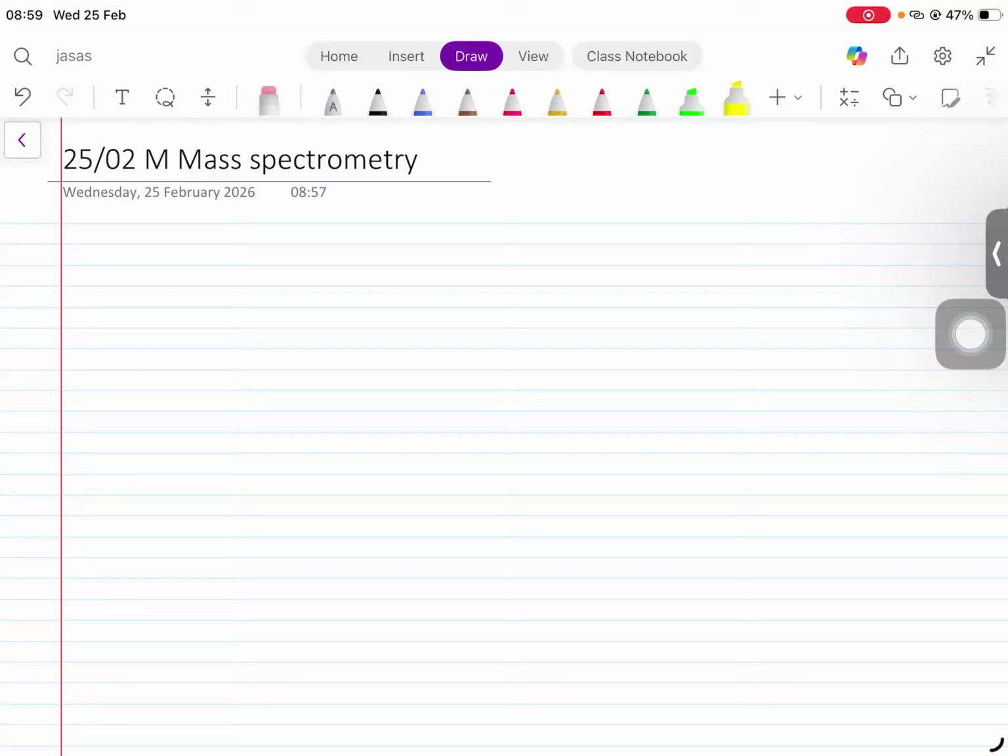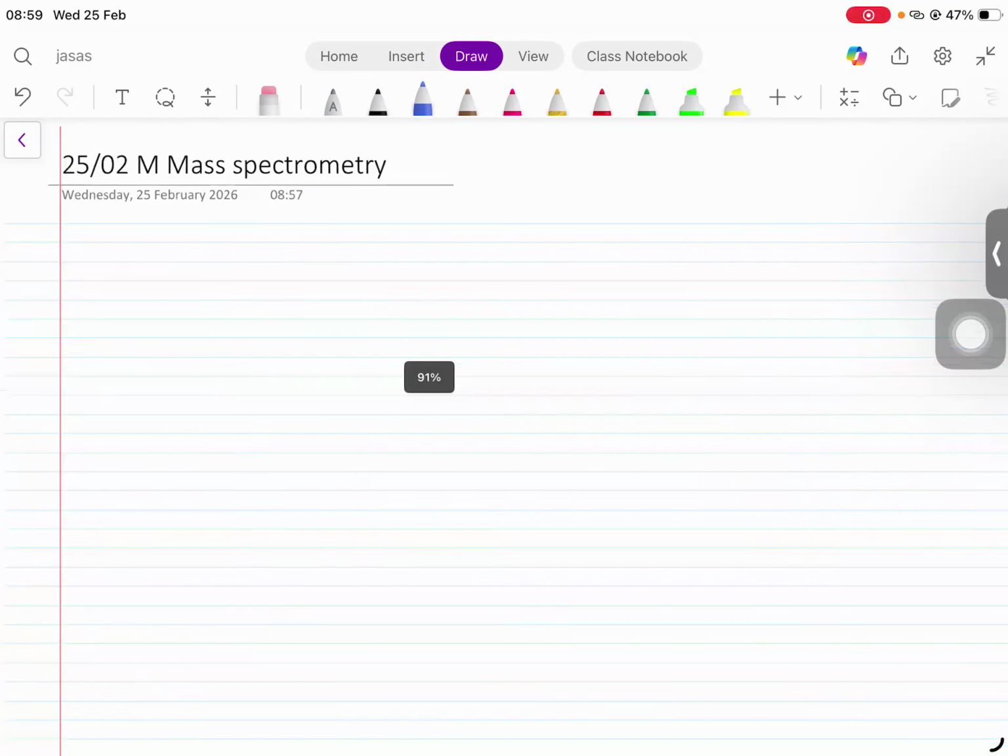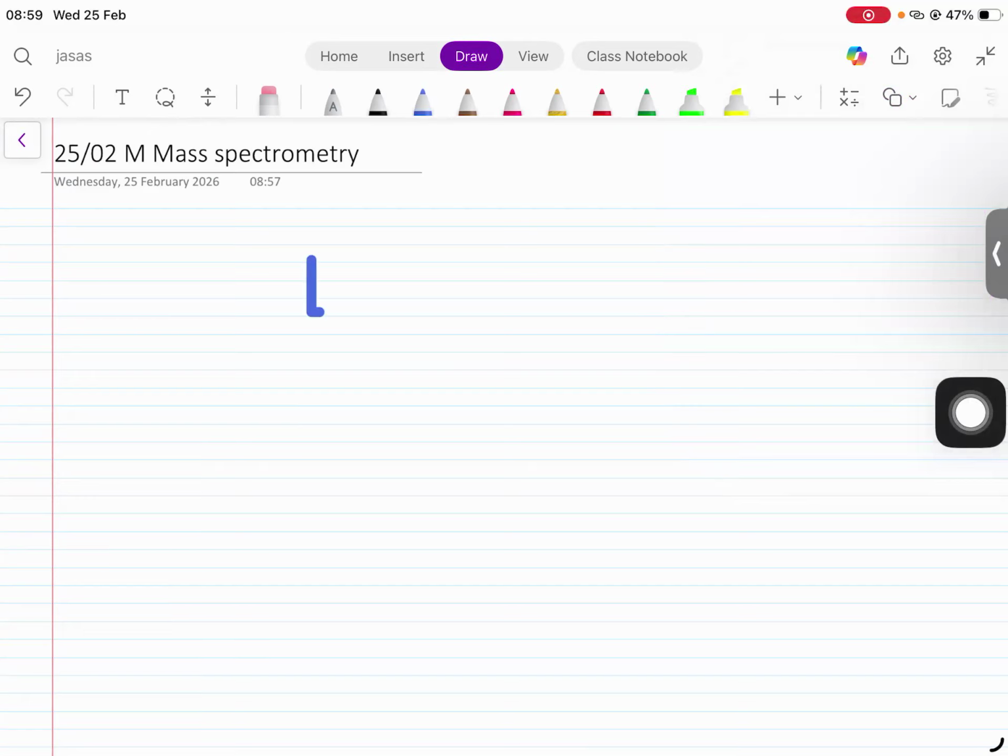We are continuing with the mass spectrometry. We will connect to the point where we left off yesterday. I'll give you a quick revision of what we learned about this. In mass spectrometry, we learned how to read, analyze, and use the mass spectrum.